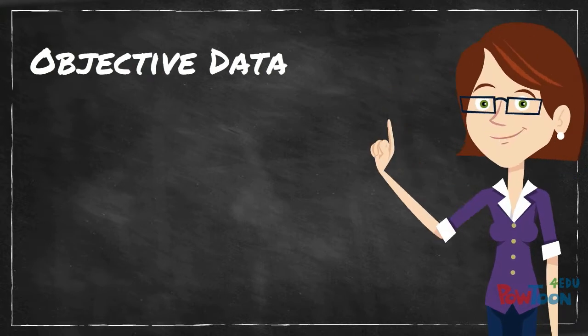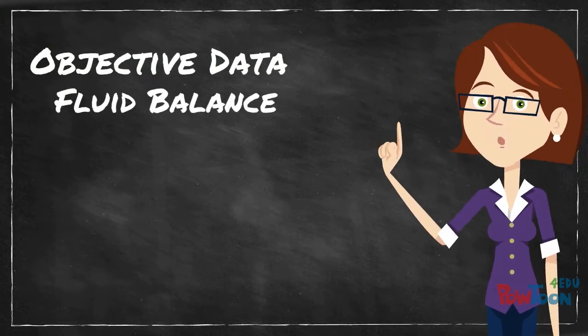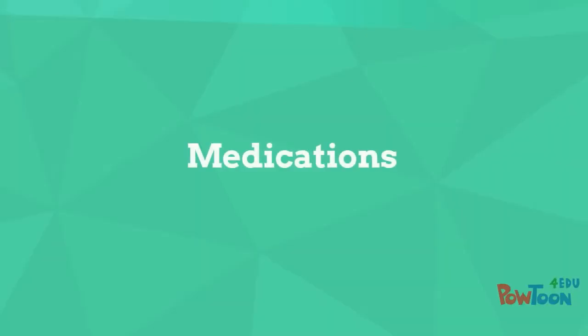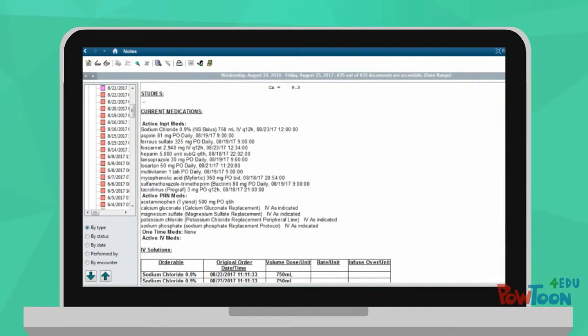On top of the normal stuff, we emphasize fluid balance with weights or ins and outs, ventilator settings and infusion rates, and the overall trends for our lab values. A quick word on medications, especially for those of you not familiar with Cerner. Medication orders automatically populate in our template, but to see if any PRNs were given, you have to go to the MAR Summary tab.